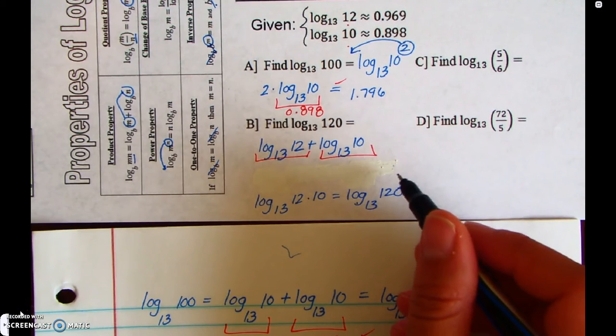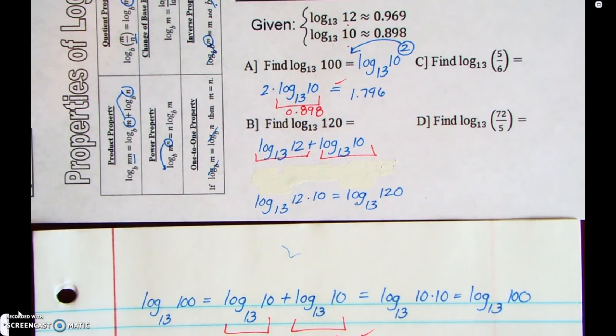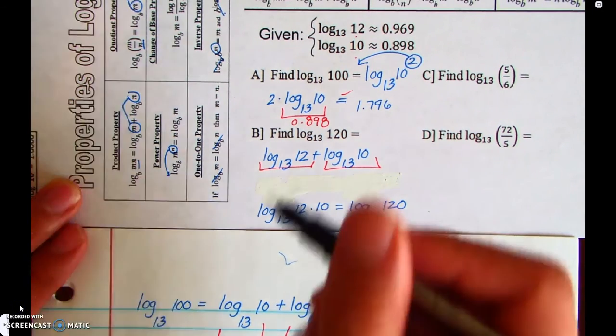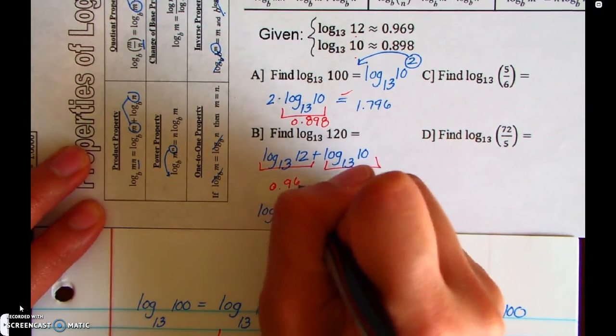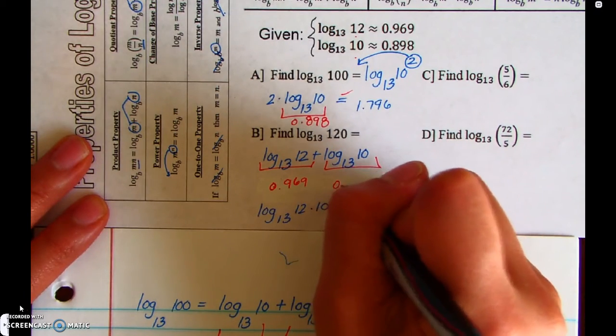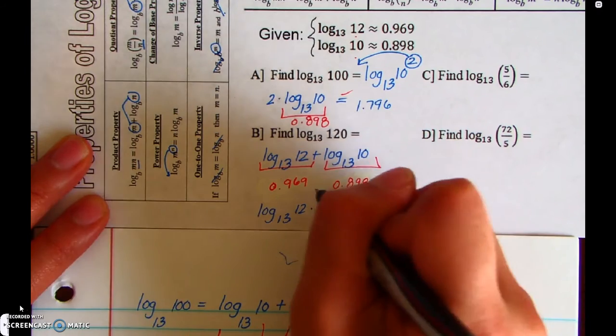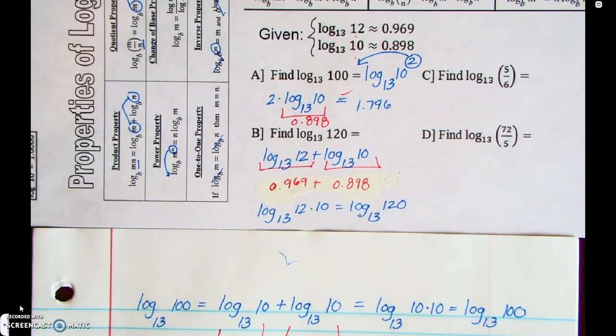I went ahead and whited out what I wrote and brought it down a little bit further so that I could squeeze in the actual value of log base 13 of 12 and log base 13 of 10. So we know that log base 13 of 12 is 0.969, and we also know that log base 13 of 10 is 0.898. You're going to add these two together, and your final answer is 1.867.